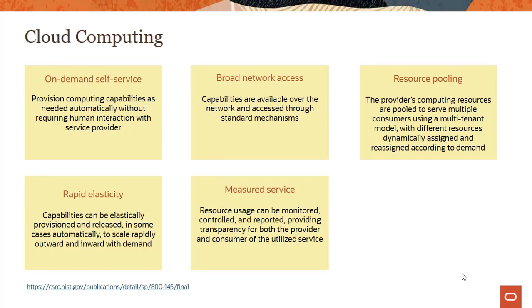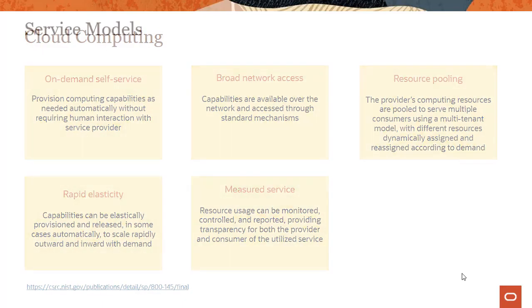And then finally, the services can be monitored, controlled and reported, providing transparency for both the provider and consumer. So this is the concept of pay as you go, or consumption-based pricing, where whatever you consume, you only pay for those resources, and you have complete visibility into what you're using and what you're paying for. So these five broad areas which NIST covers are pretty true for a public cloud environment.